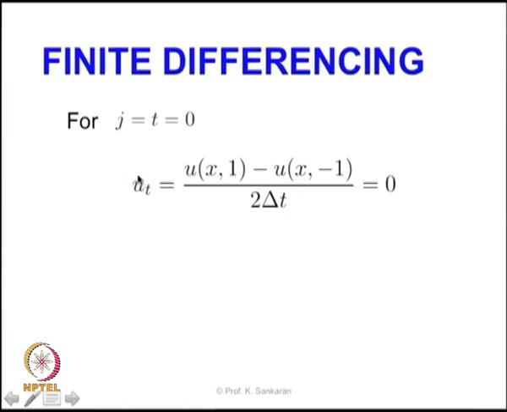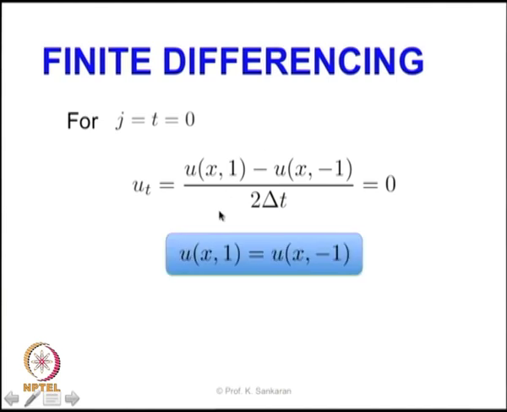We said the derivative of u at the initial time t equal to 0 should be 0, so this expression should be 0, which leads to the condition that the numerator term should be 0. In other words, u of x comma 1 should be equal to u of x comma minus 1. And recall that we use the value r is equal to k delta t divided by delta x square.